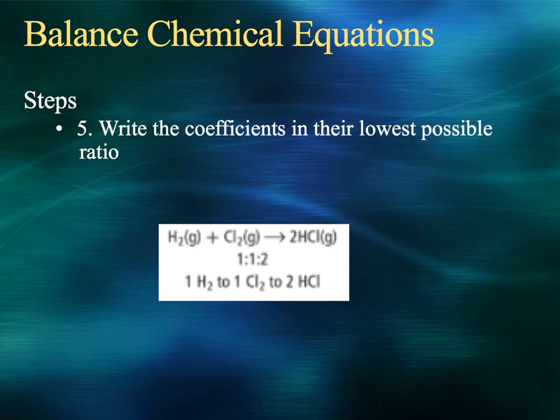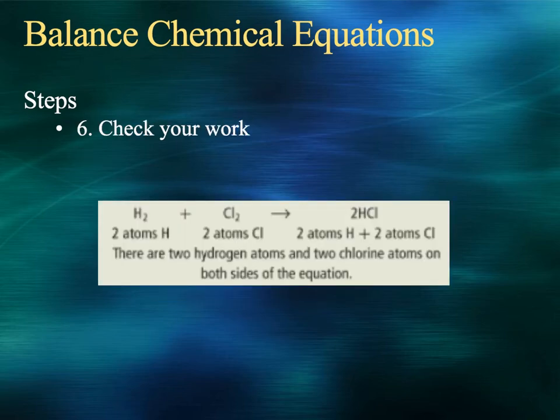So now you write the coefficients in their lowest possible ratio. For this one, it's 1 to 1 to 2. So 1 here, again, if there's nothing, that means 1. If there's nothing, that means 1. And then the 2 is in front there. And lastly is just to double check your work.